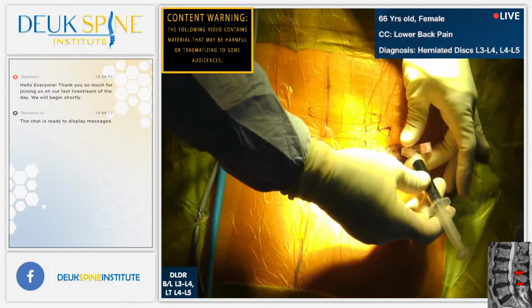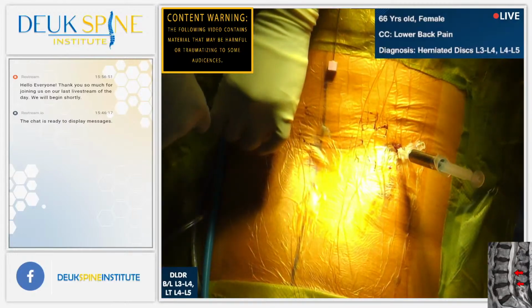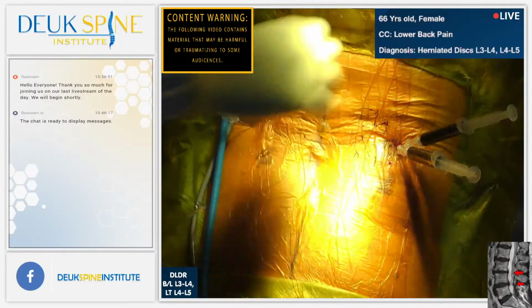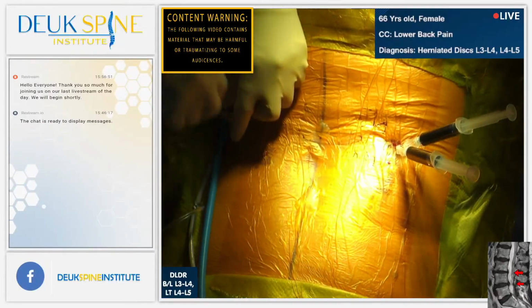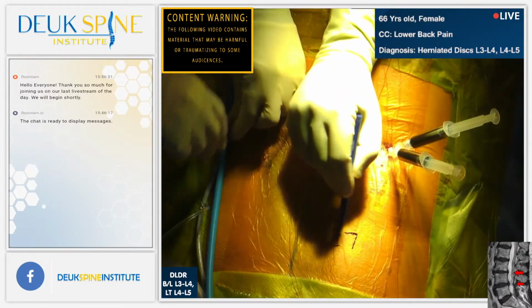Actually, do both on this side. Okay? Can you open your eyes for me? How long has she had back pain? 10 years.